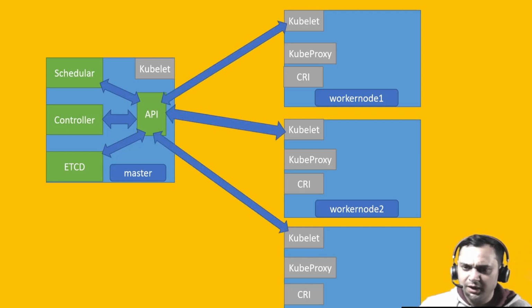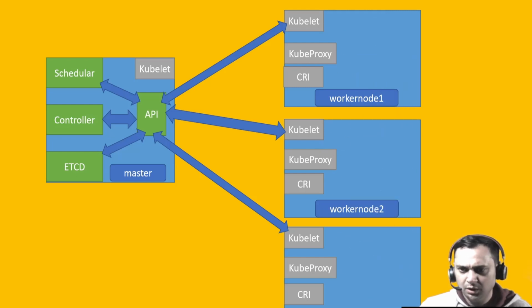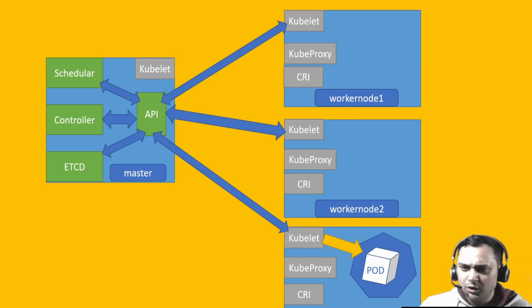Now, if we create a static pod on worker node 1, then this pod will be running only on worker node 1. And this pod is managed by kubelet, so if this worker node goes down, then this pod will also be down. It will not move to any other worker node because this pod is not being managed by the API server. If we create this pod on worker node 3, then it will be managed by worker node 3's kubelet component only.